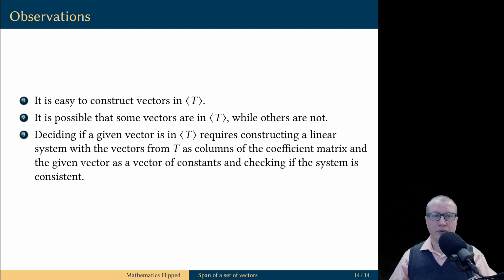Let's summarize today's findings. First of all, you saw that it is easy to construct specific examples of vectors from the span. You simply need to assign arbitrary values to the scalars and compute a specific linear combination. The last two examples showed that it is possible for some vectors to be in the span and for some other vectors not to be in the span.